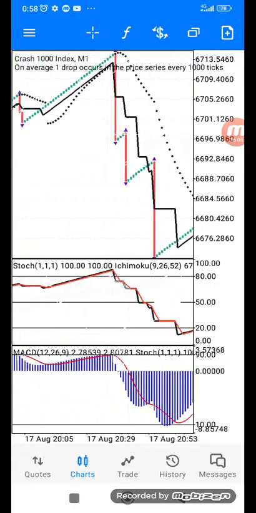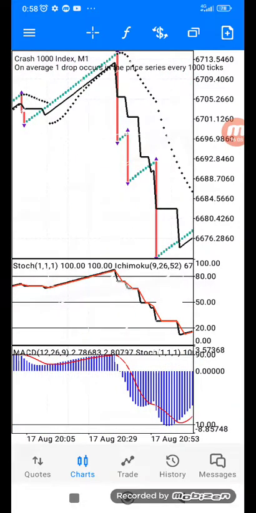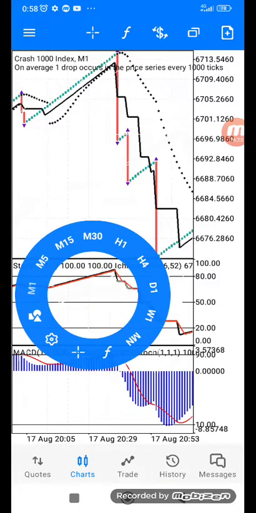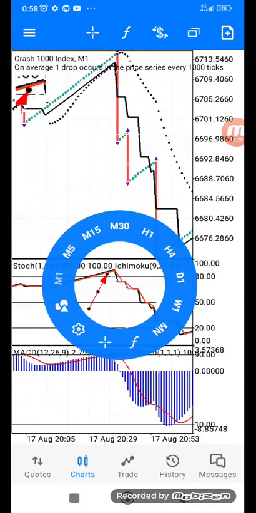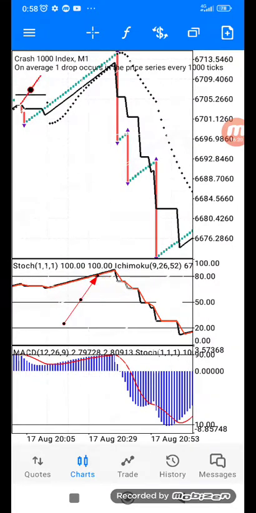Now for Crash 1000, we are waiting for the Ichimoku line and moving average to move above the 80 level. Once you have been able to establish that, in this scenario, we have our moving average and Ichimoku line moving above the oversold region. That is the first step.